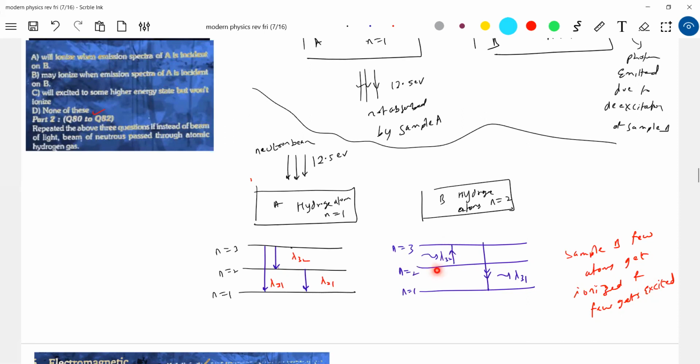Sample B, few atoms get ionized and few get excited. Will all get ionized or only few? It is probability. All hydrogen atoms in the second case will not absorb. If this falls, it may get ionized from here. If the hydrogen in sample B is here and absorbs this, it will get ionized. For this, it will get excited.